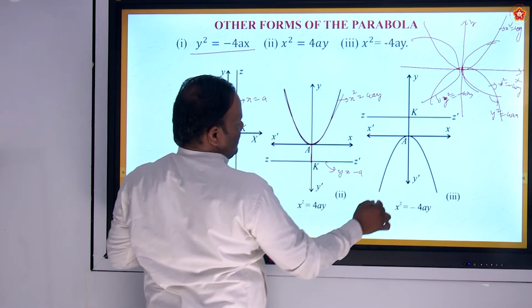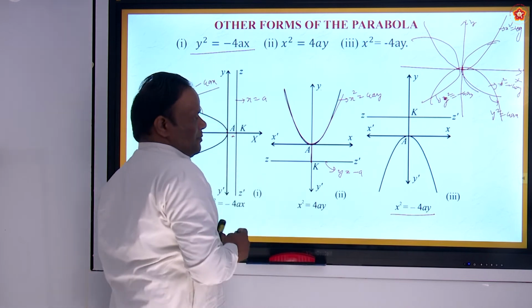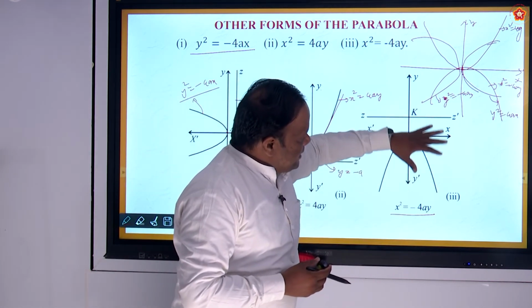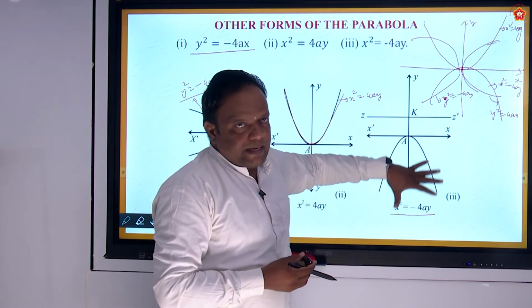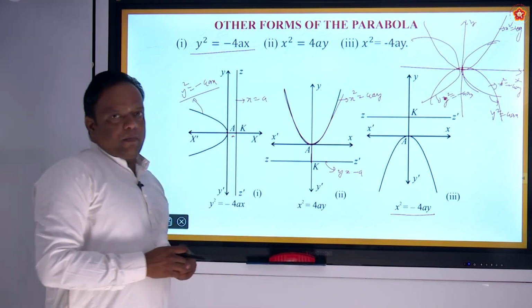Now similarly here, completely negative, correct? x square equal to 4a. This is the negative direction of y-axis. The equation of parabola is x square equal to minus 4ay. This opens with the axis of parabola being the negative direction of y-axis. These are the different forms of the parabolas.